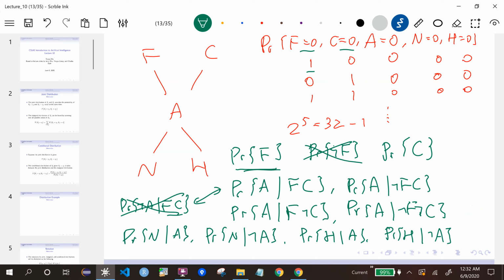So how many are there in total? There are 10 numbers you need to store versus 31. Here there are only 5 variables, so they are kind of similar. But imagine if you have 100 or 1,000 variables, then it's going to be a mess to store 2 to the power that many probabilities. If you store these conditional probabilities, it will be a lot simpler.